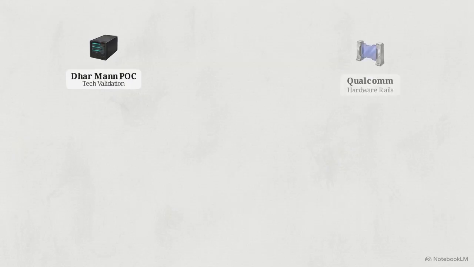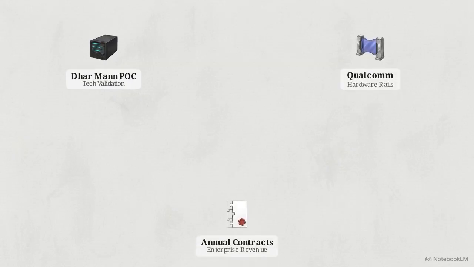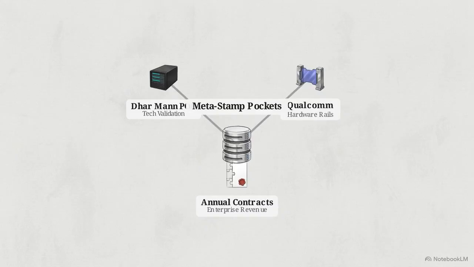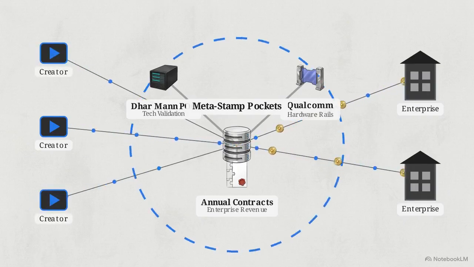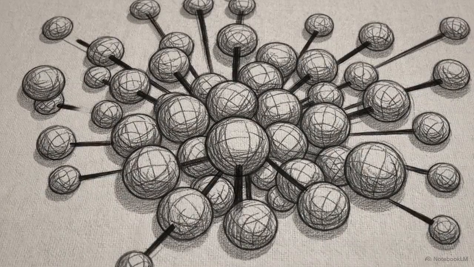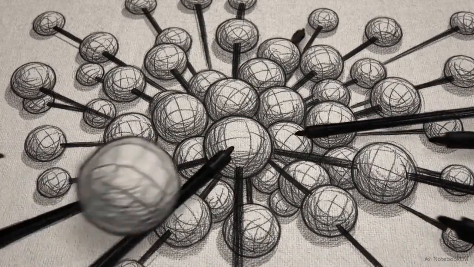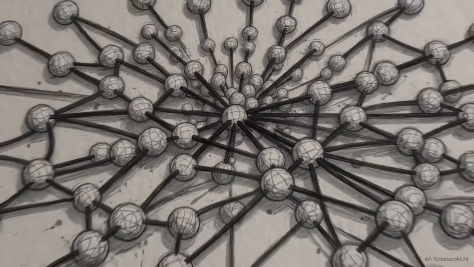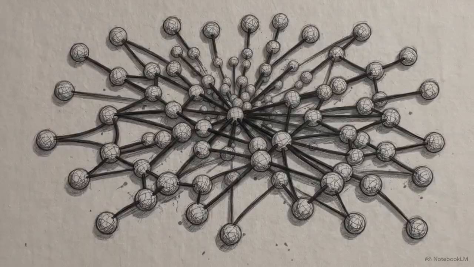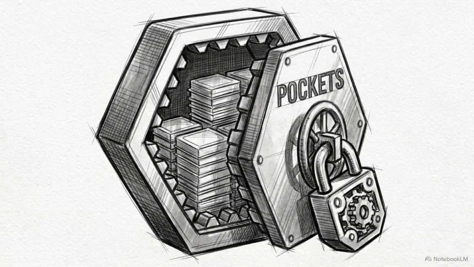The Darman POC proves the technology, Qualcomm provides the distribution, and annual contracts provide the revenue. This creates a self-reinforcing network effect. As more data is secured, more enterprise revenue flows in, which then attracts more creators to the system. As the volume of participants grows, the value of the network becomes mathematically indispensable to any AI company that requires high-quality, recognizable training data. Metastamp Pockets provides the essential technical architecture required to convert data from a free resource into a protected, licensed commodity.